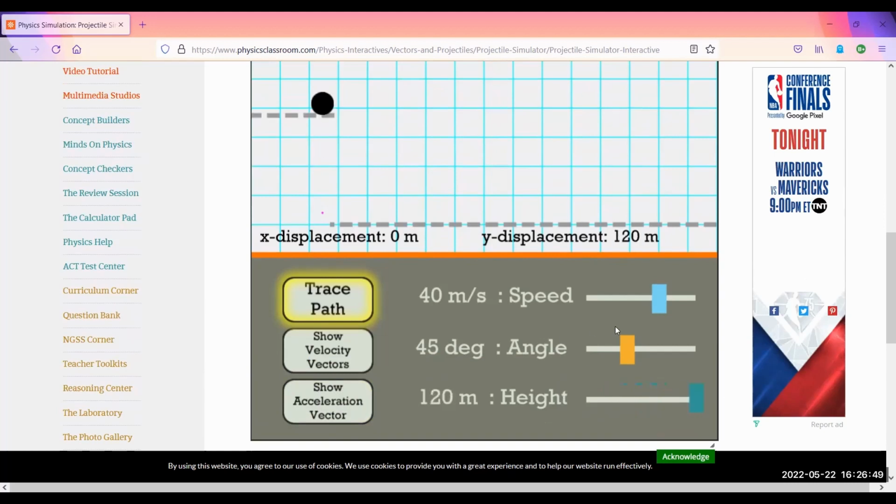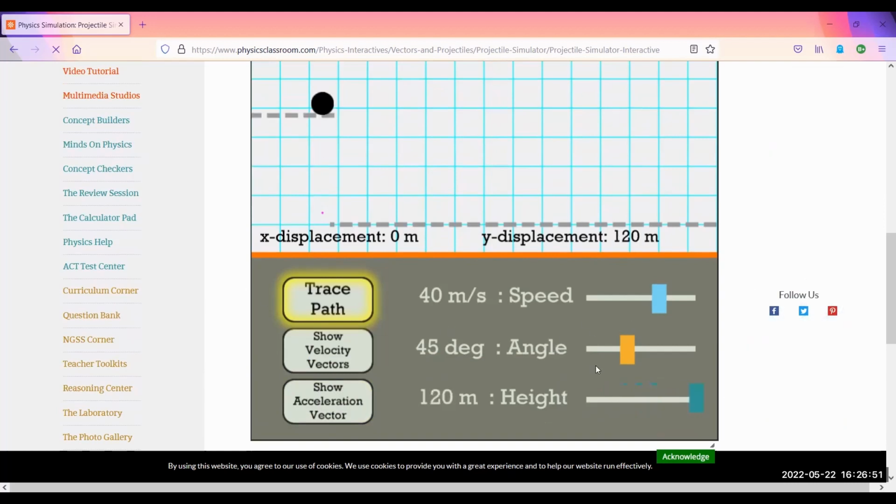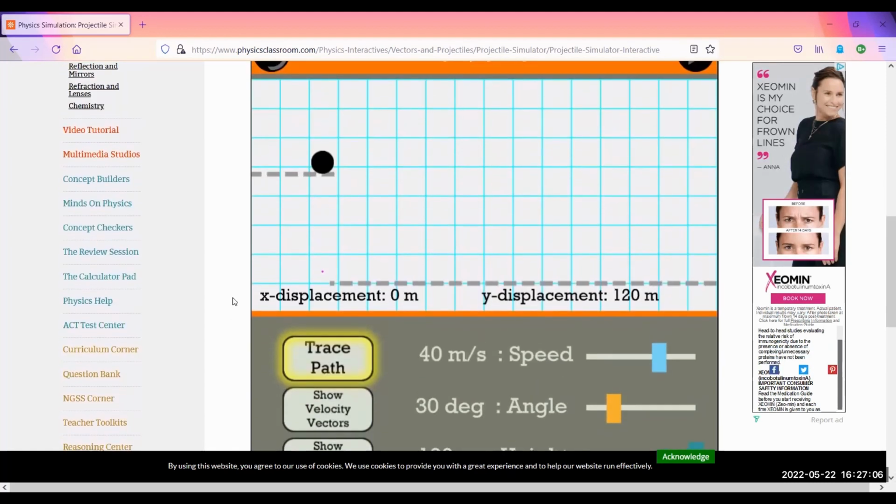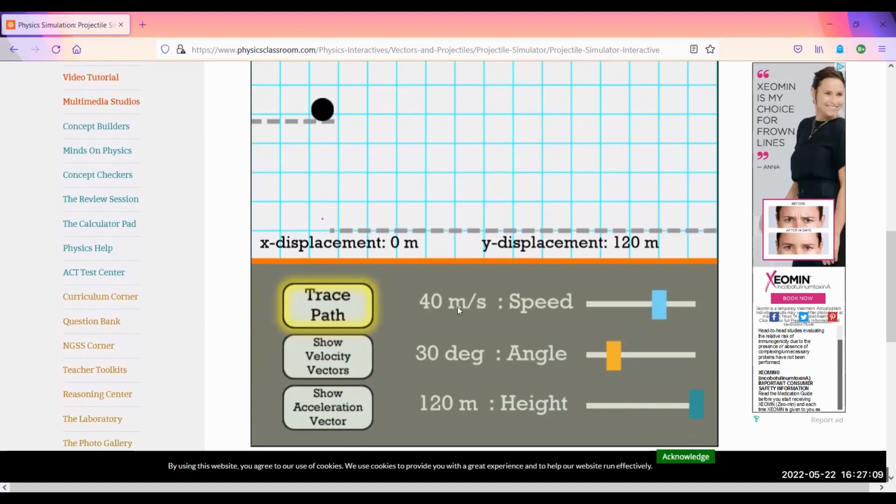So I'll just set it to max height, whatever. I'm going to set the angle back to 30 degrees. 30 degrees, there we go. Sorry, it's a little difficult. There we go. All right, so now we have basically the same initial conditions that we had when I launched this the first time, right?